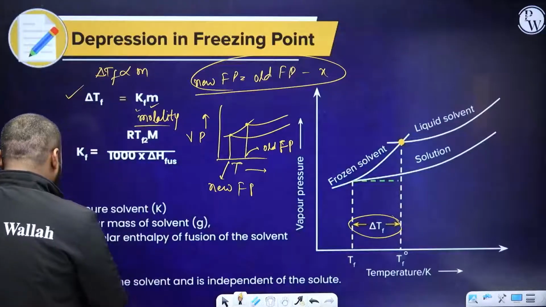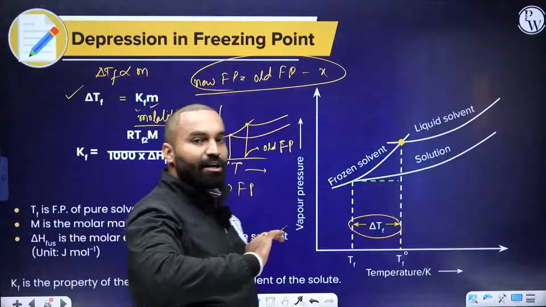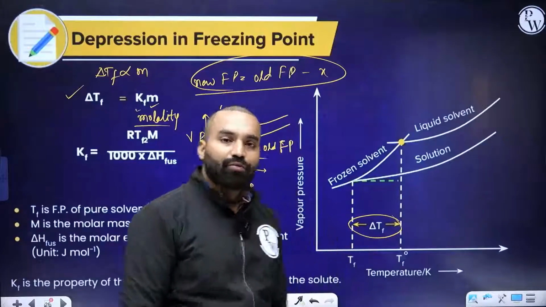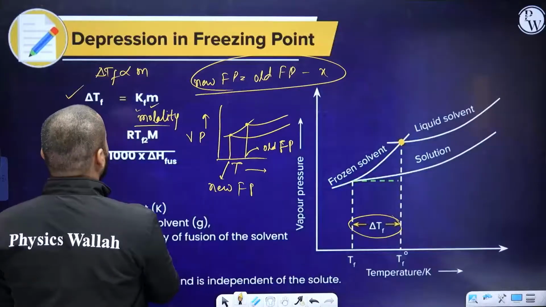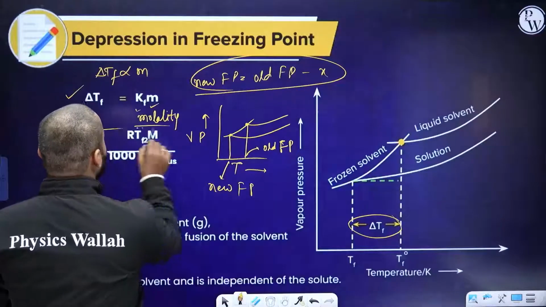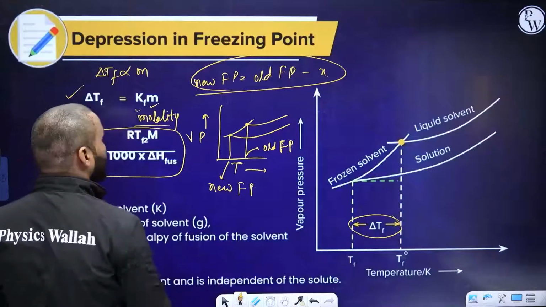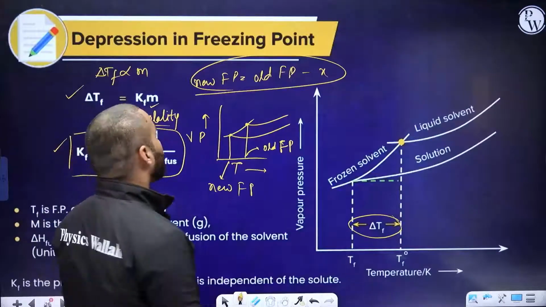Now again, Kf is a property of the solvent. It will be 100% independent of the solute that you are going to add. Okay, this is a formula to find out what the Kf unit will be. Generally, it's not much required. The Kf value will always be given to you in the questions.